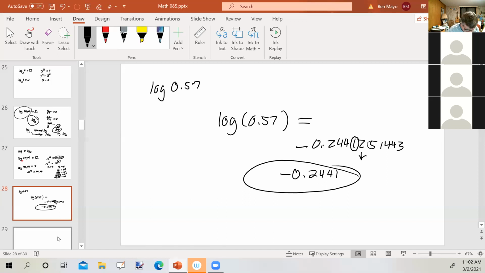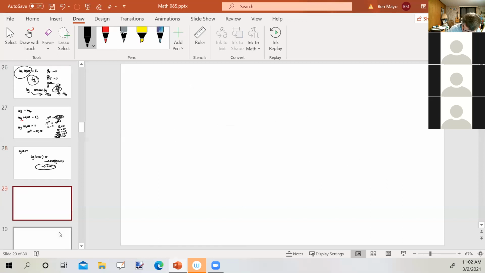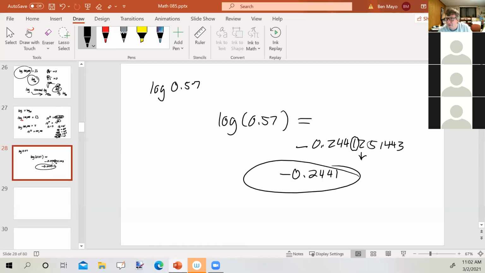Here's another one. What happens? Yes. I have a quick question. What happens if you're using the calculator and it's not log 10? We'll get there. There's something called the change of base formula.